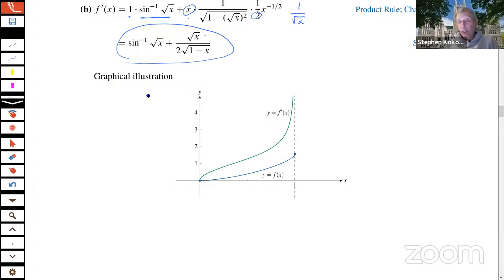And the green function is a graph of its derivative. So one of the first things, again, we might think about is what's the domain here of f? Boy, I'd like to get a couple of answers here in the chat. What's the domain of f?